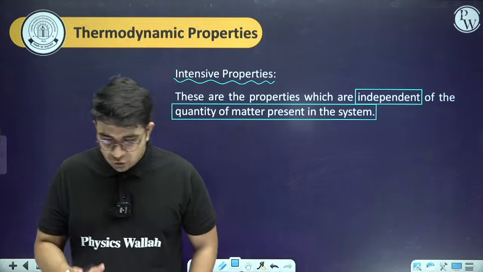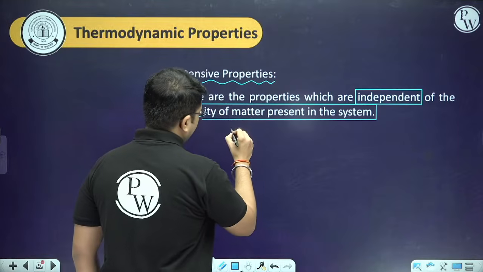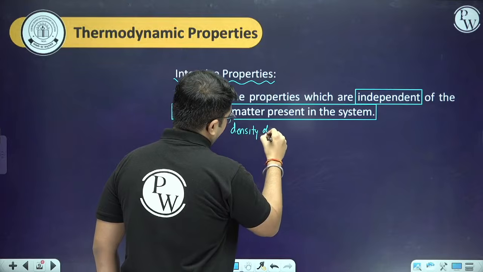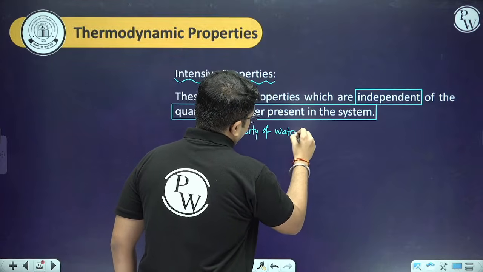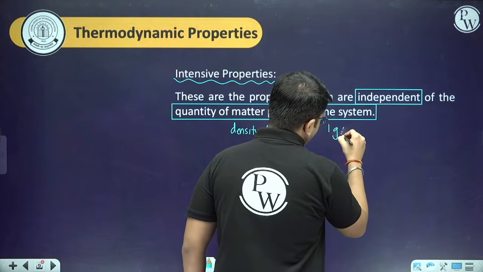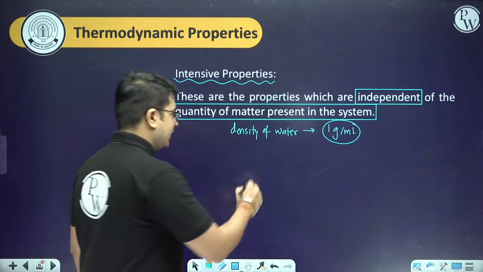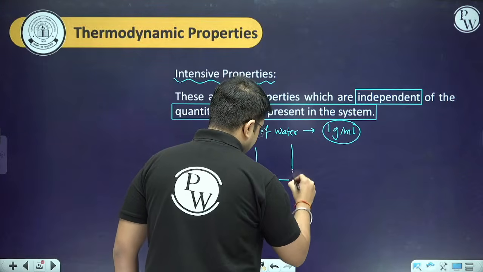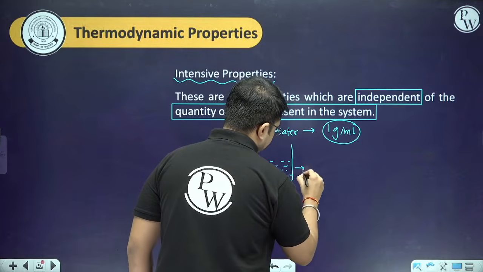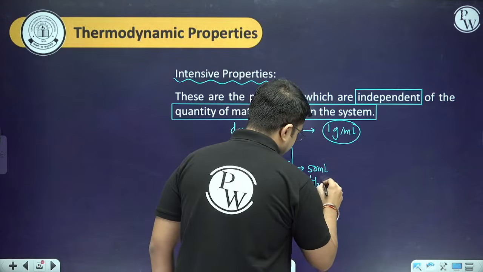For example, if I talk about the density of water, a very simple example. Generally we take the density of water as 1 gram per ml. So let's say I have taken this container, this is a beaker, and in this case I have 50 ml of water. 50 ml of water is present.